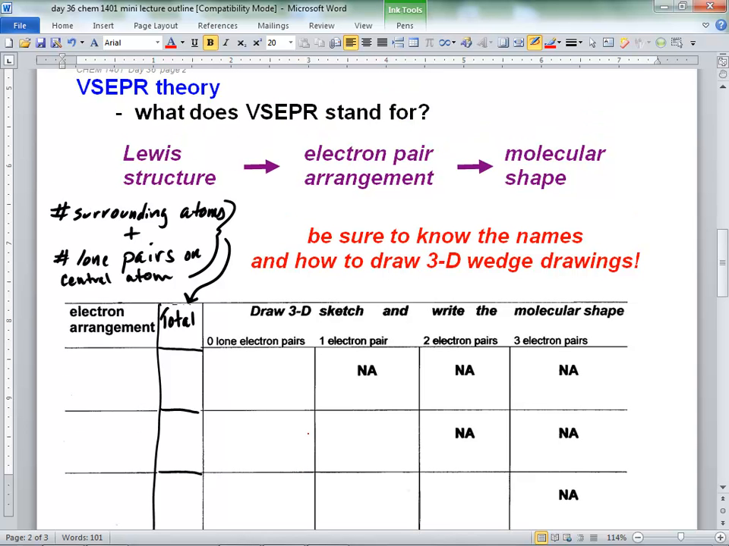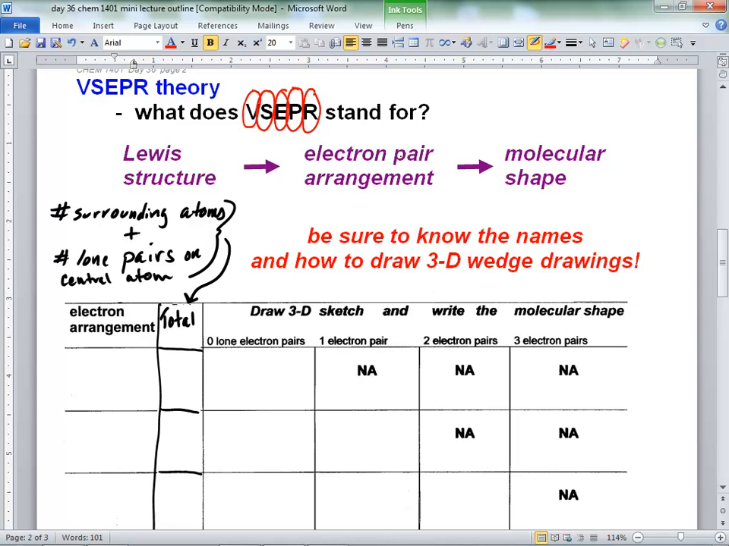So I've been saying VSEPR, but what the heck is VSEPR? Do you know what it stands for? Valence shell, electron pair, repulsion. It doesn't really matter whether you know the name or not, but that's what it stands for: valence shell electron pair repulsion theory.